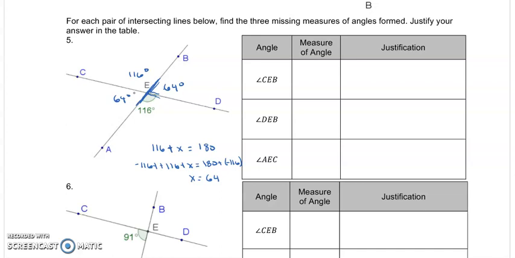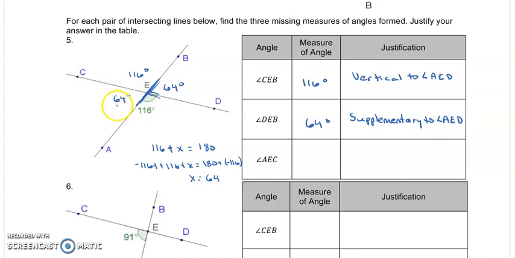I need to fill in my table. So I'm going to take angle CEB. So CEB, it's that one, was 116 degrees. And we found that one because it was vertical to angle AED. And then it says angle DEB. So DEB, that was this one. We found out that's 64 degrees. And we got that because they were supplementary, that they added up to 180 degrees. So supplementary to angle AED.